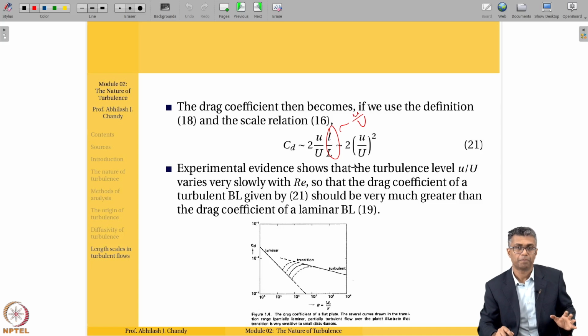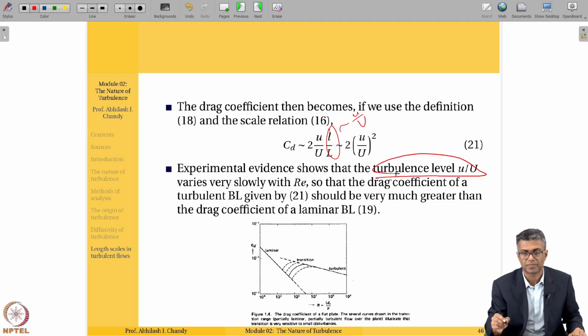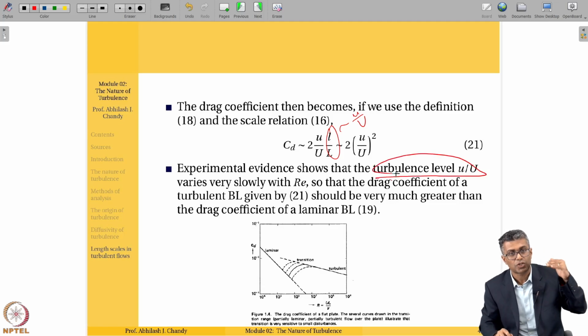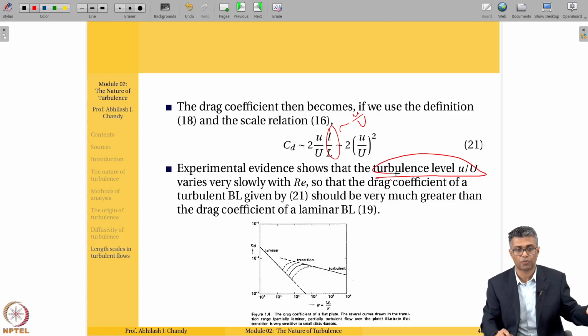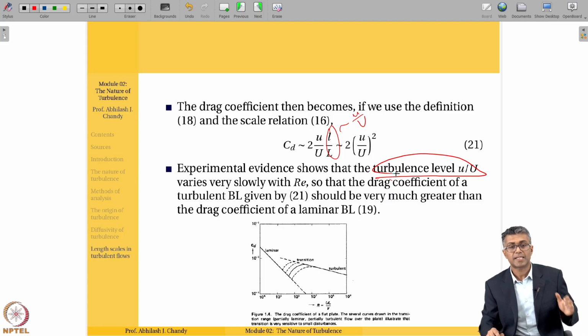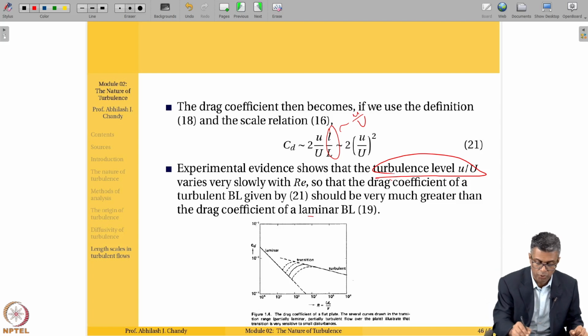What does this mean? Experimental evidence has shown that the turbulence level, meaning the ratio of velocity fluctuations to the large scale velocity or the free stream velocity, varies very slowly with Reynolds number for turbulent flows, in such a way that the drag coefficient, which is given by equation 21, is actually much larger than what you see in a laminar flow. That is essentially what is shown in this figure here.